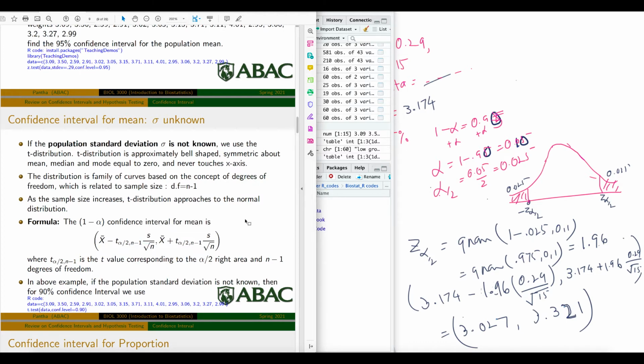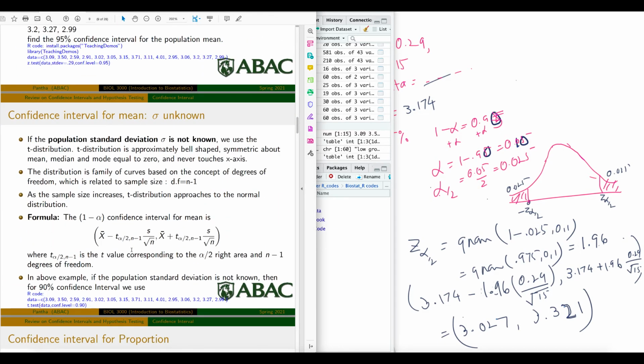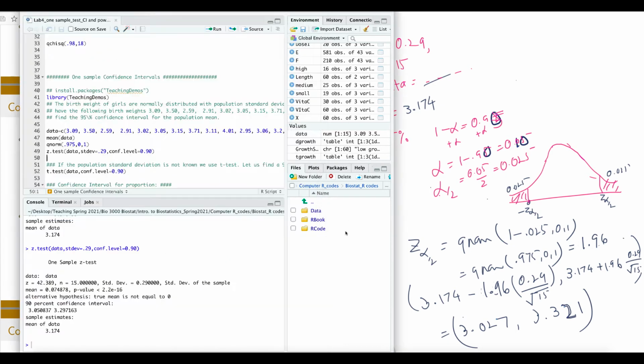S is the sample standard deviation, n minus 1 is the degrees of freedom, which is the sample size minus 1. Okay, so in that case what you do is, let me go to the R. Instead of the Z test, you will be doing a T test. The data is the same data set there. Confidence level 90%, 95%, whatever percent you want to do. Okay, and then just run it.